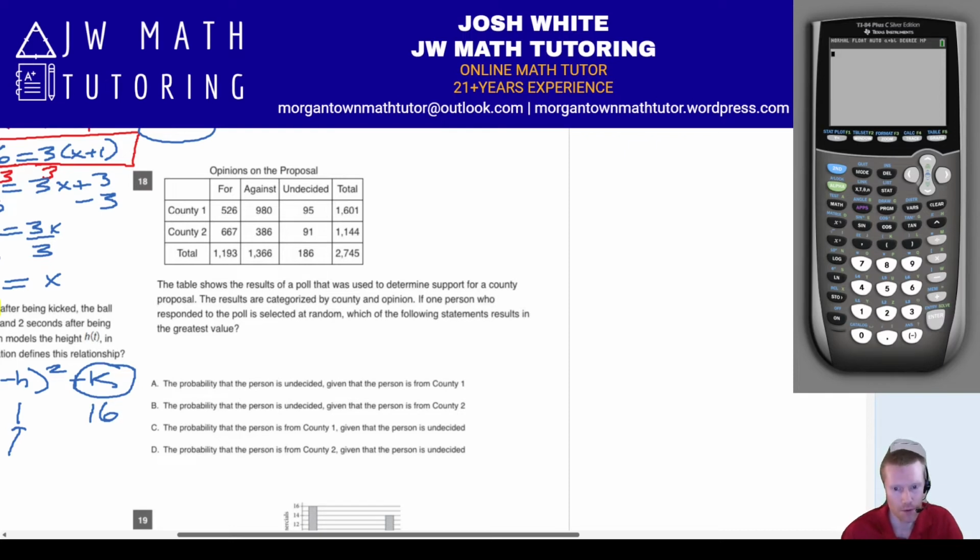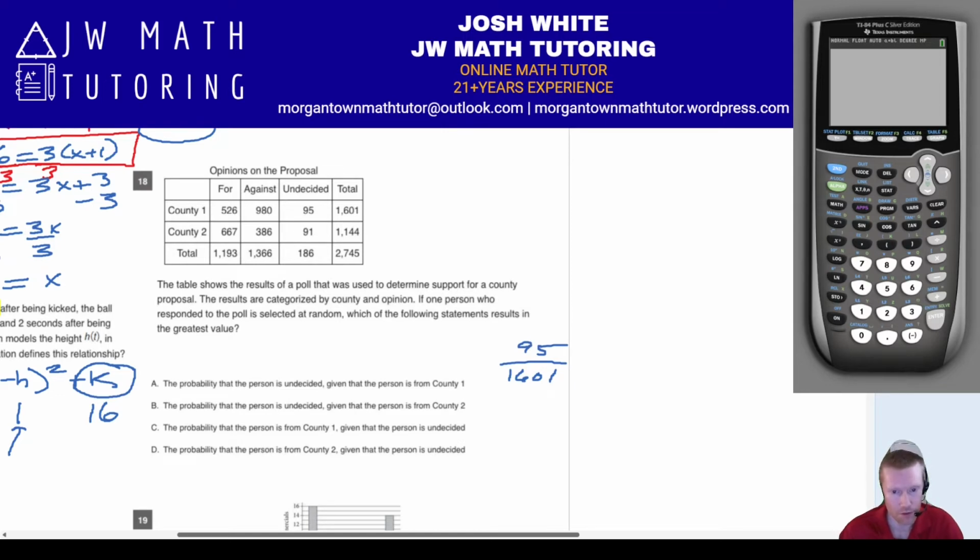So for example, the first one, if we're given the person is from county 1, that means our denominator, or our total number of possible outcomes, is 1601. And then on top, for the favorable outcomes, we want the person being undecided. So it's 95 out of 1601. It's going to be a pretty small number.